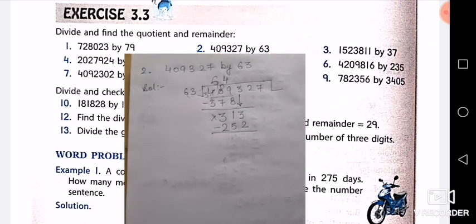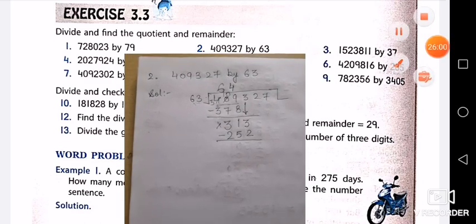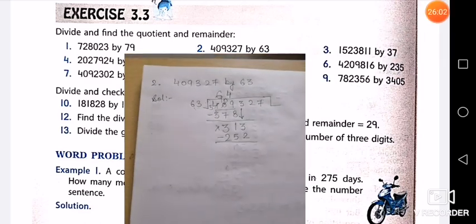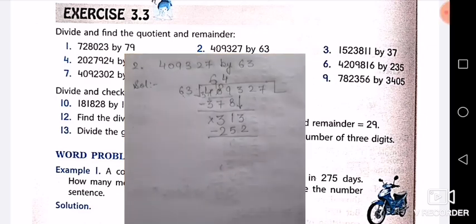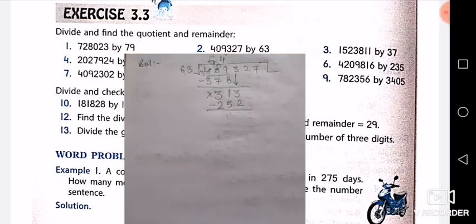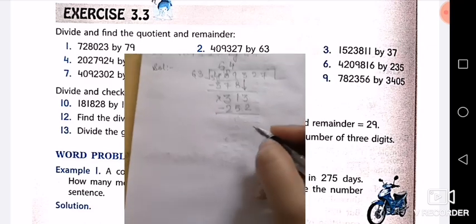So how will you do that? How will you do it in those cases? Because in a 3-digit number or in a 4-digit number you won't be able to write the tables, na? So in that case I'll tell you one more way.